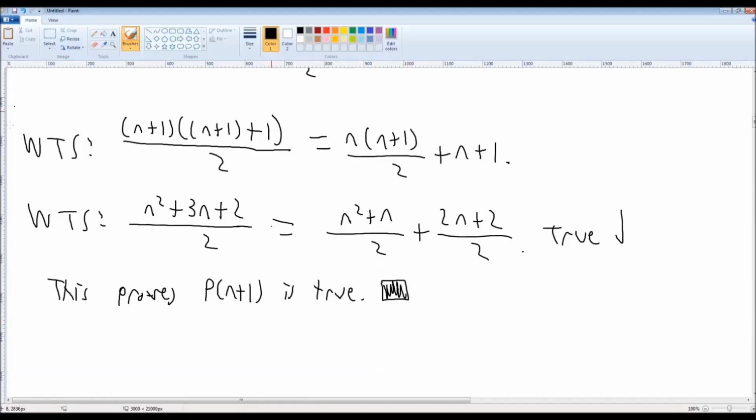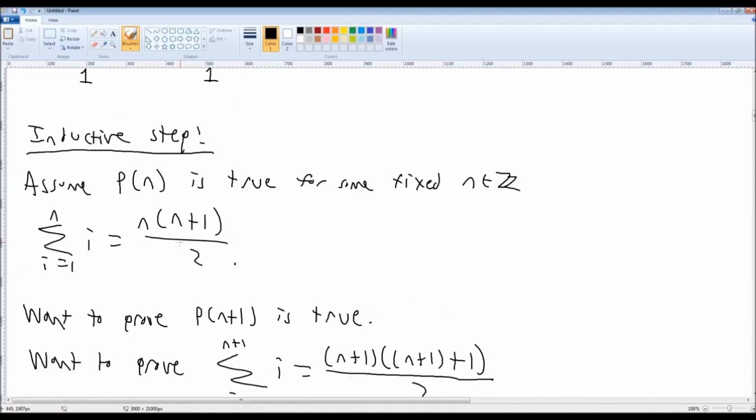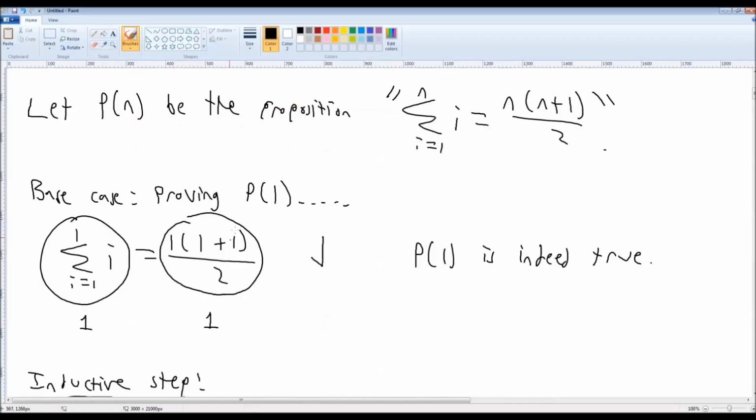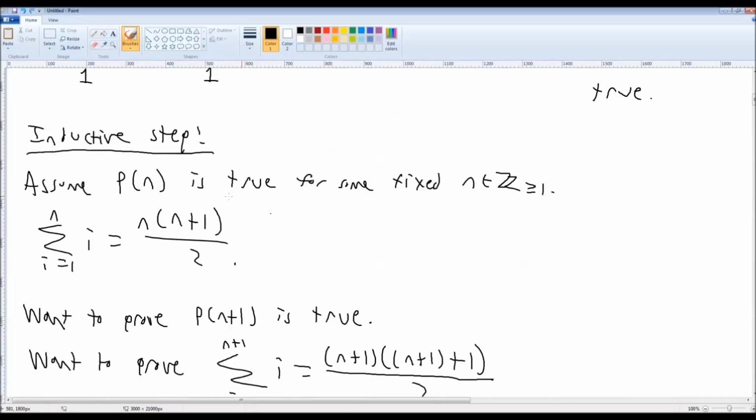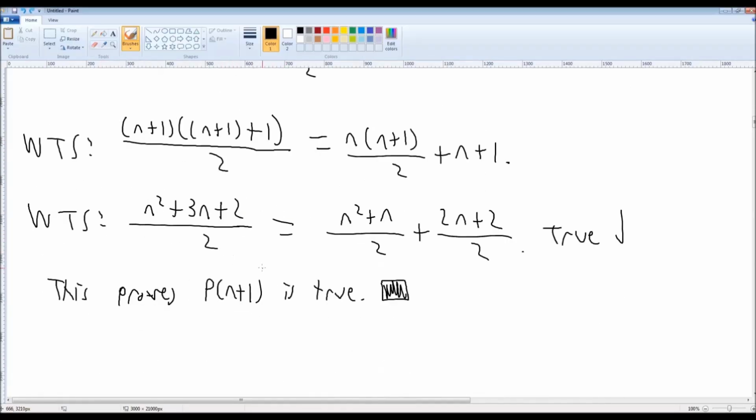Okay. Why is that? Because we proved the base case. We proved that P(1) is true. And we proved that whenever P(n) is true, P(n+1) must also be true. So therefore, by the principle of mathematical induction, we're done. It's true for all n.